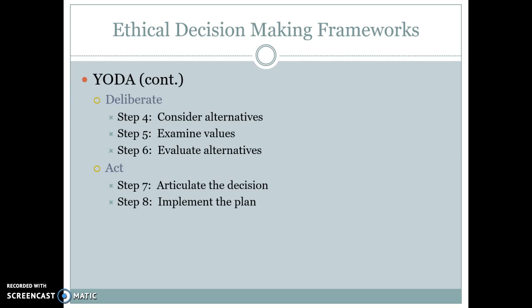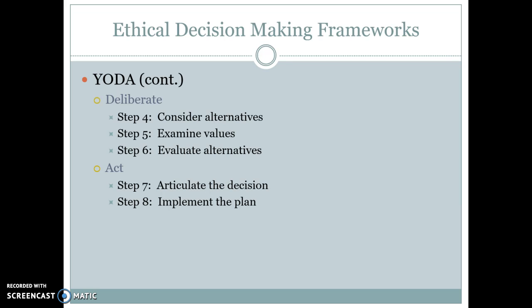The D is for deliberate. So that's the process of looking at what the other options are, what other alternatives, and then what are the consequences of those. Examining the values, that really involves what are the preferences of the patient, or how do the organizational values affect or inform the issue, and evaluate alternatives again.